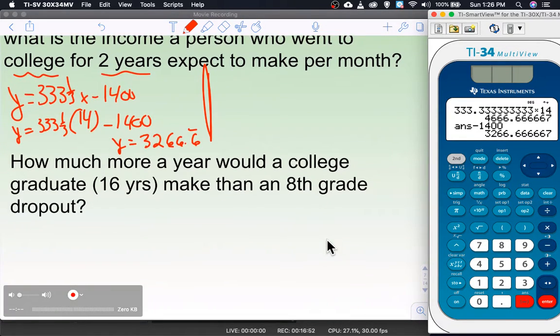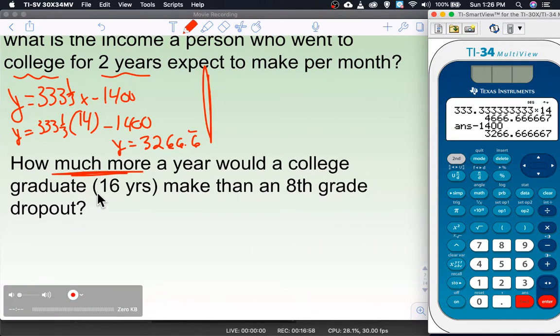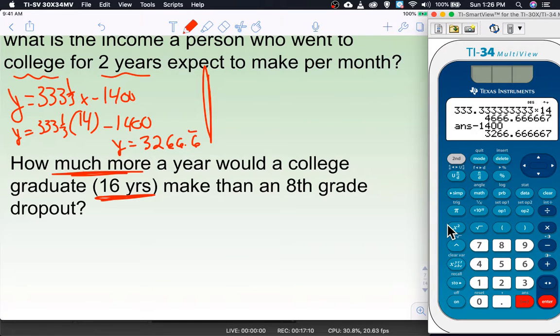The next question says, how much more a year would a college graduate of 16 years, that would be a bachelor's degree, 16 years of education, not 16 years of college, 16 years of education, make than an 8th grade dropout? I'm going to have you try this problem. You can use the same equation, or the graph above if you want to. Pause the video, try this one on your own, and when you're ready to continue, hit play, and we'll go through it together.